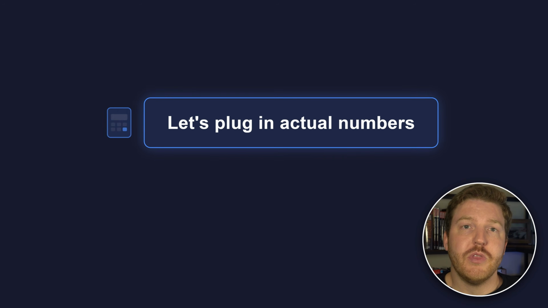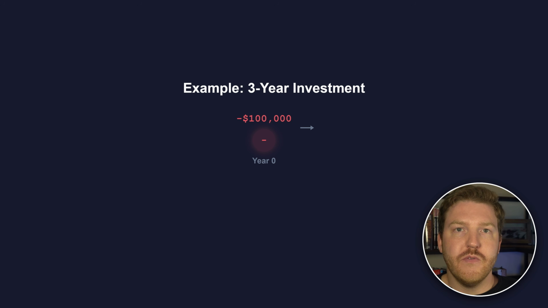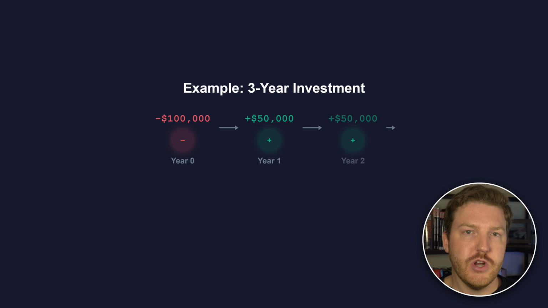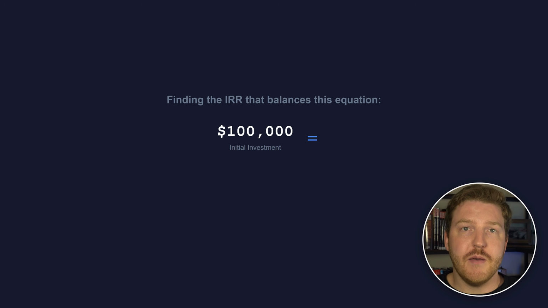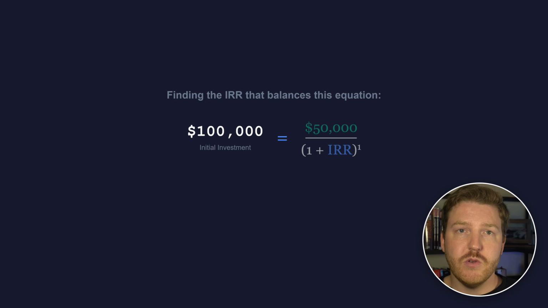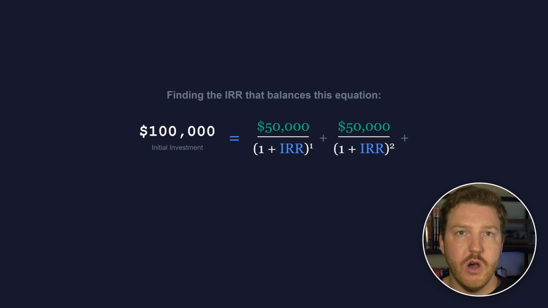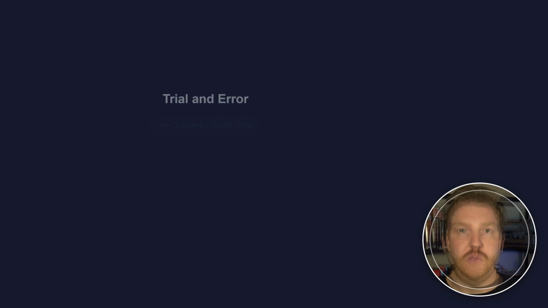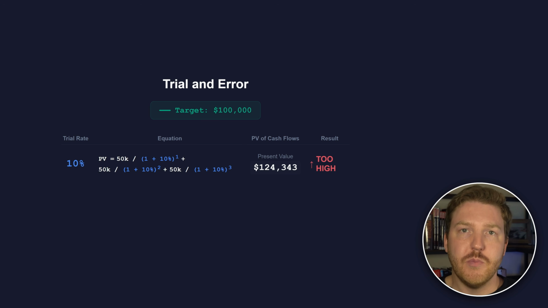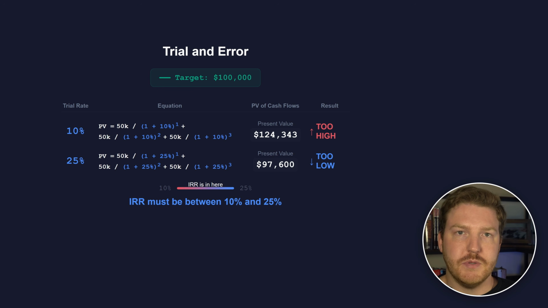Now let's make this concrete with actual numbers. Suppose you invest $100,000 today and receive $50,000 at the end of each year for the next 3 years. Using the IRR framework, we are looking for the discount rate that makes the present value of those 3 future cash flows exactly equal to the $100,000 initial investment. If we try a 10% discount rate, the present value of those future cash flows is still above $100,000. If we try 25%, the present value drops below $100,000. So the IRR has to be somewhere in between those two rates.